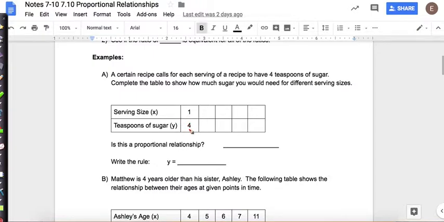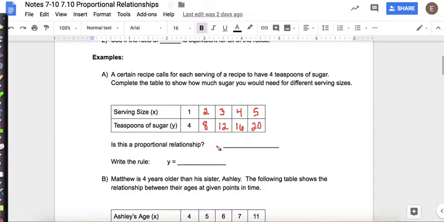So if 1 serving is 4 teaspoons of sugar, how many would 2 servings be? Yep, 8. And how many would 3 be? 12. And how many would 4 be? 16. And how many would 5 be? 20. So for every 1 serving size, it's 4 teaspoons of sugar. So you can see a lot of patterns going on here.